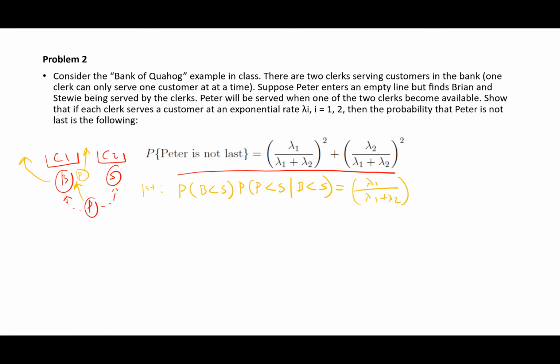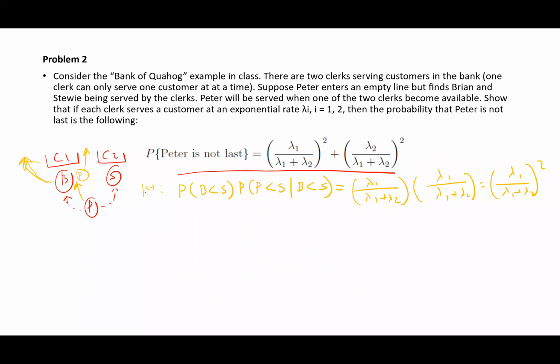Given then that Brian has already left, and Peter is going to go to clerk 1, right at that instant it's like the reset button. So at that point again, the probability that Peter finishes before Stewie is again lambda 1 over lambda 1 plus lambda 2. So we get lambda 1 over lambda 1 plus lambda 2, the entire quantity squared.